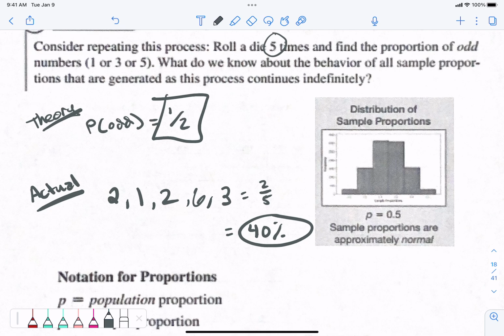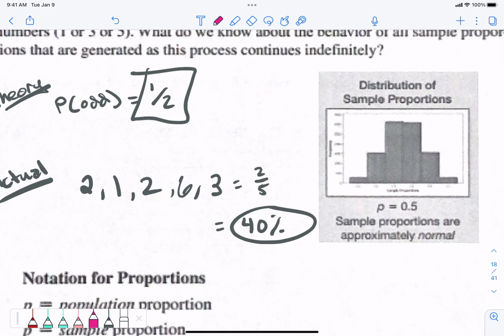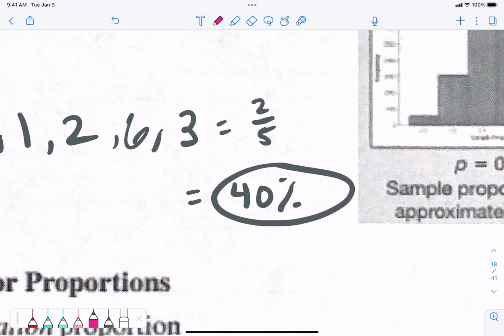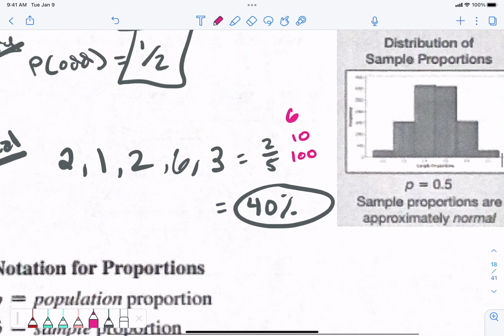What do we know about the behavior of all sample proportions that are generated as this process continues indefinitely? So, we said we could not find exactly 50% of 5, but if I did 6 numbers, or if I did 10 numbers, if I did 100 numbers, these numbers should end up getting closer and closer to a 50-50 split.